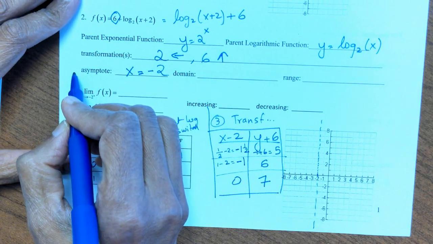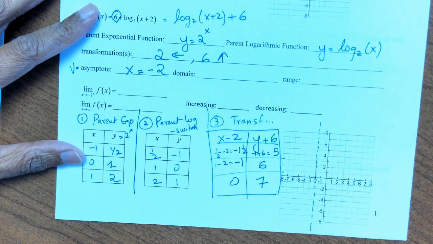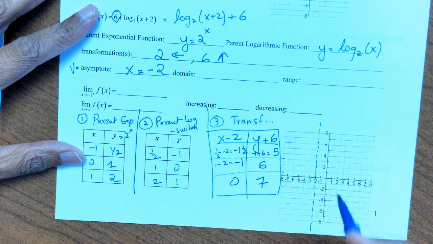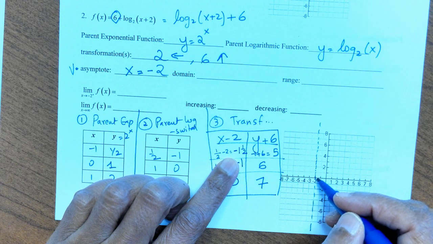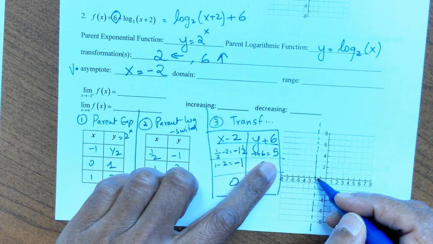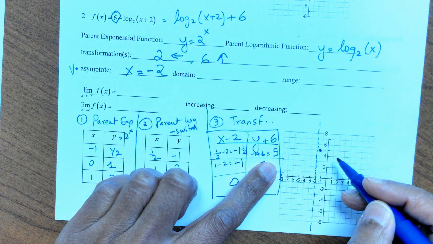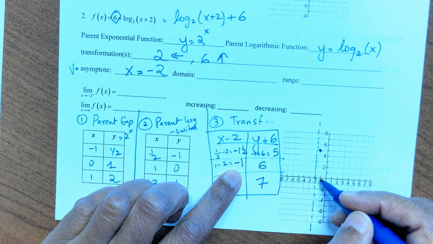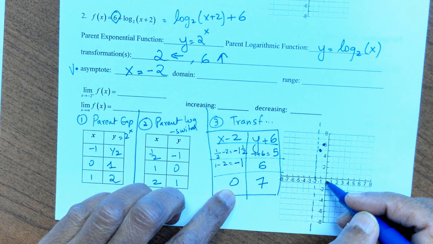So let's go ahead and write this down. When we write asymptote, let's make sure that we understand it's a vertical asymptote, because it's a log. So it's a vertical line. Okay, let's go ahead and plot these points. Negative 1.5 on the x-axis, and the y-axis is 5. Negative 1 is 6, 0 is 7.